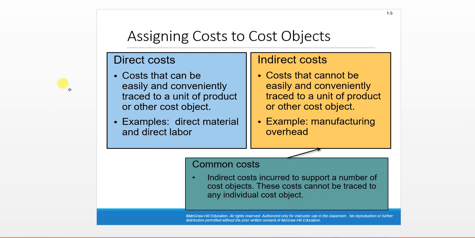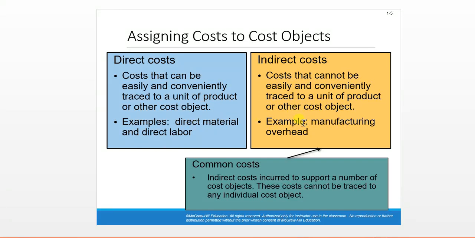Direct cost. Costs that can be easily and conveniently traced to a unit of a product or other cost objects is called direct cost. For example, direct material, we can easily identify the direct material in each product. For example, if we are in a business of making chairs, then the wood is the direct material. And then the direct labor, it is the cost that we pay to the labor which is directly involved in the making of that product. For example, the carpenter who is actually making that product is called the direct labor.